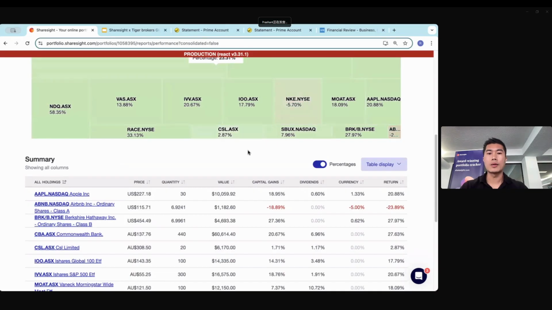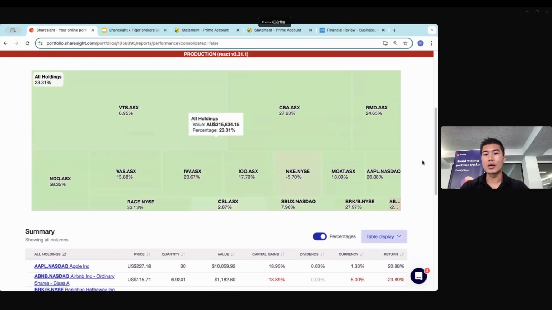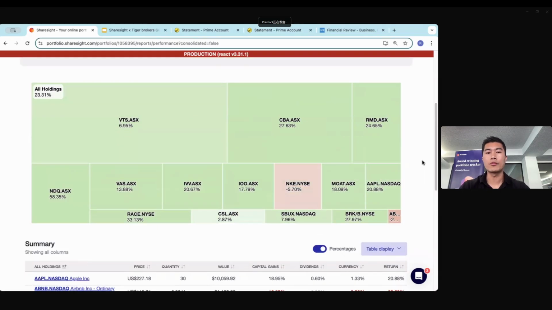And obviously the Sharesight performance report also shows you a heat map. Some of you may or may not be familiar with a heat map; it's just a way to visualize your return. As you can see, the shades of the colors show you the magnitude of the gain. So darker green shows a higher return, and obviously a darker red shows a bigger loss. And the size of the bracket, which is the box of each holding, shows the weighting of that holding relative to your entire portfolio. So the bigger the box, the bigger the weighting of that holding as a proportion of your entire portfolio. So that's the performance report.